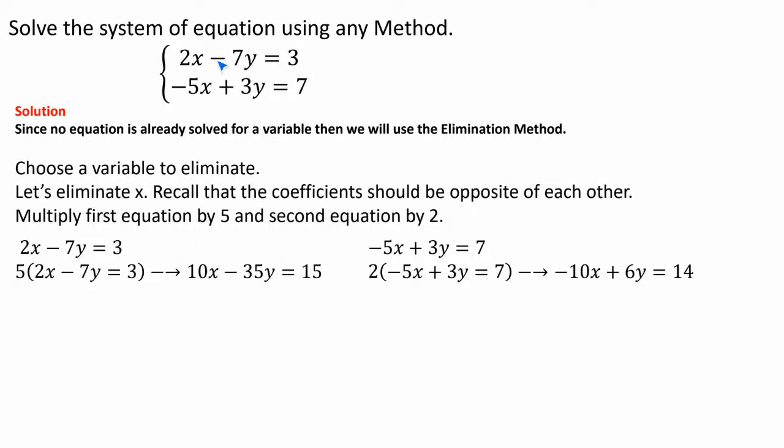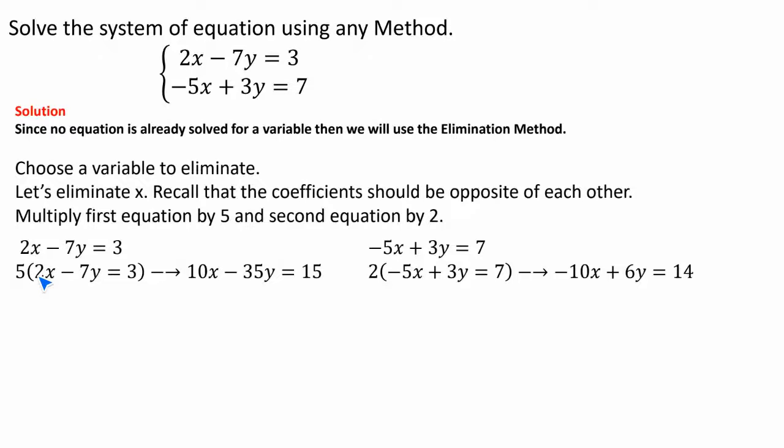So on my first equation, I'm going to multiply by a positive 5. 5 times 2x is 10x. 5 times -7y is -35y. And 5 times 3 is 15. You want to make sure you multiply everything for that equation. And then my second equation, I'm going to multiply by 2. So 2 times -5 is -10x. 2 times 3 is 6y. And 2 times 7 is 14.